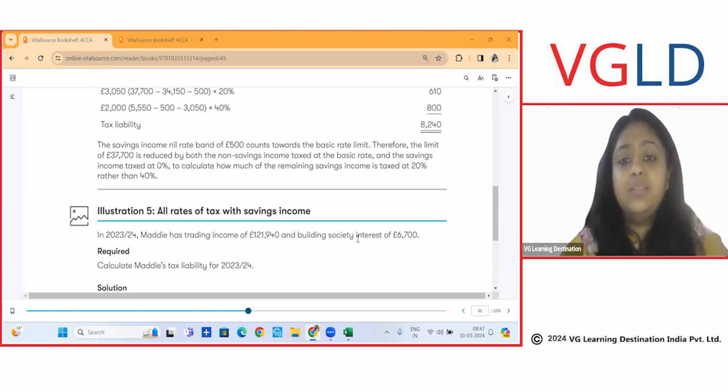So the rate bands are till 37,700, 20%. 37,701 till 125,140, it is 40%. And then from 125,141 onwards, it is 45%.